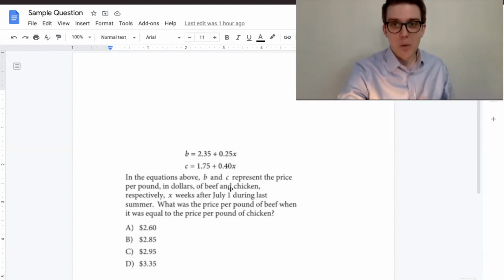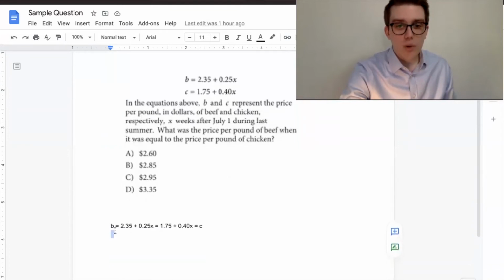Once again, it's asking what is B when B equals C? Now, we know there's a certain point in time after July 1st, so there's a certain X value, at which point B is going to equal C. So if B equals C, we can then set these equations equal to each other and solve for that point in time. We can solve for that X. Let's go ahead and do that.